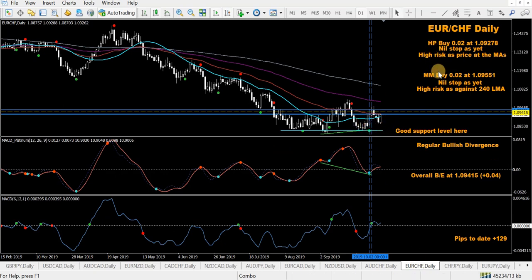Couple of buys, HP and an MM buy. You can see it down here, you can see it there. You got the divergence, good support level. You can see my notes. Overall break even, we're plus 0.04, so I need to be above that yellow dotted line. We're close, so it's not the end of the world. We're going in against the trend, but I like this support level here, so it's not looking too bad. And there's, I call it regular bullish divergence. That is hidden bullish divergence. I should change that to hidden bullish divergence.